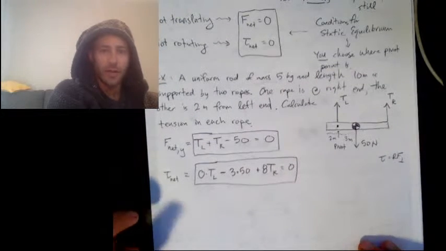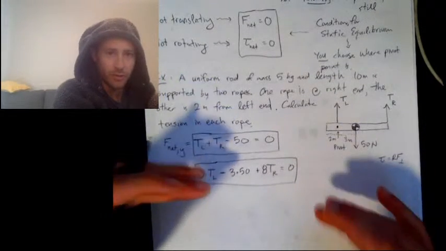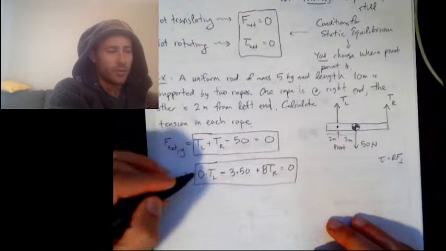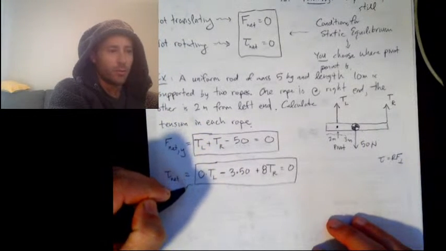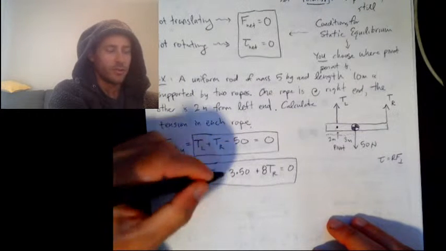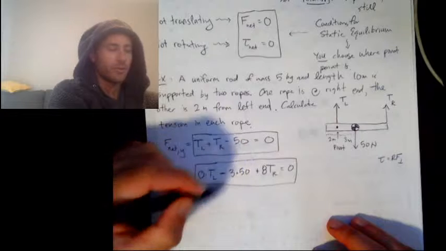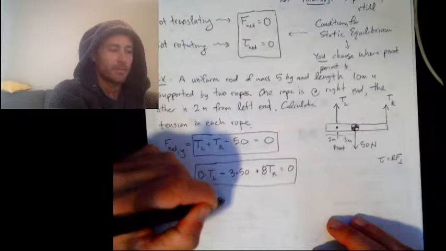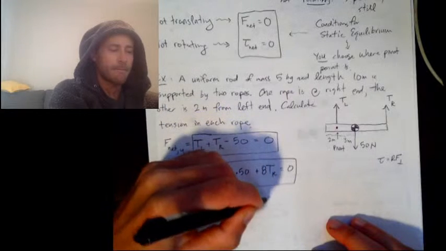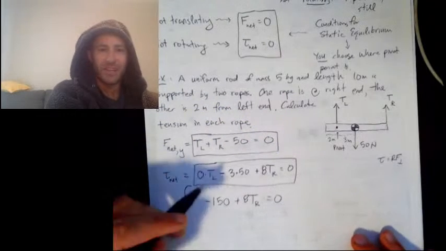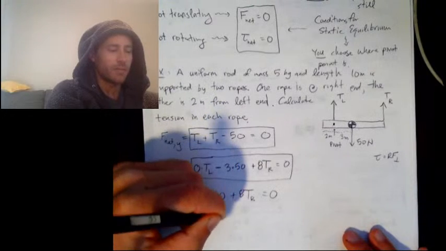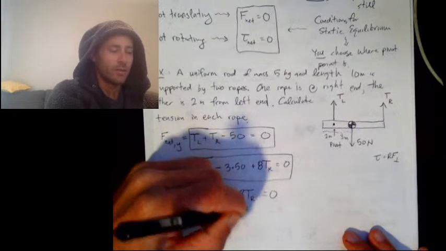second equation. So now you notice I have 2 equations and 2 unknowns. I can solve it. So I'm going to go ahead and work on this second equation. So 0 times T sub L is just 0. 3 times 50 is 150. So that is my second equation simplified. And that says that T sub R is equal to 150 over 8.